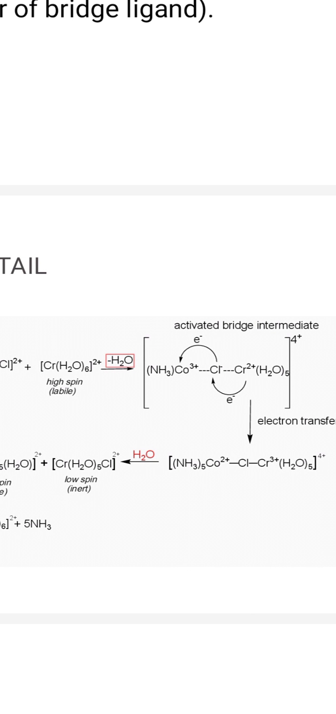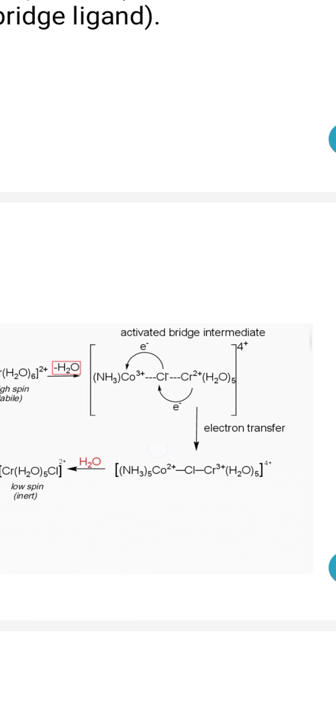Okay, when minus H2O, means when water is removed, then this type of intermediate is formed. This intermediate is also known as activated bridge intermediate. Why is this intermediate formed? Why is the solvent shell not formed?